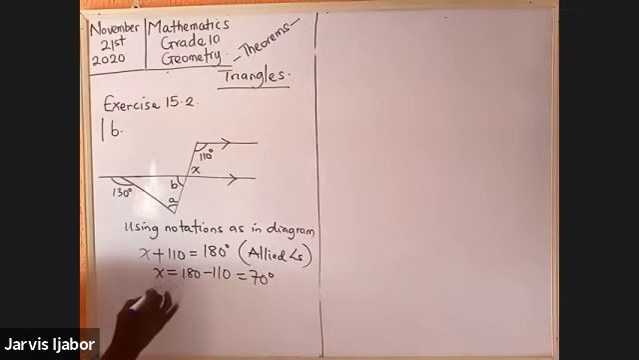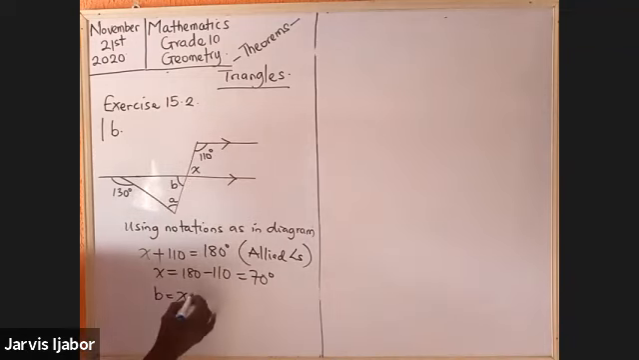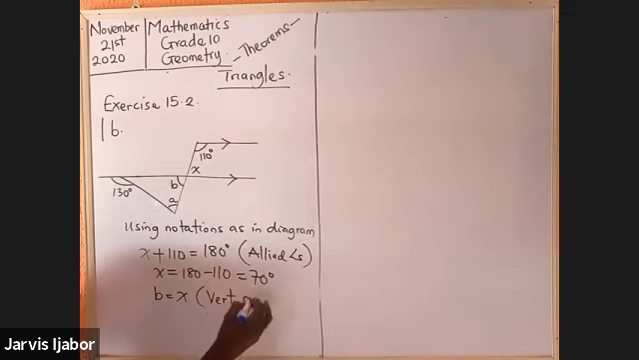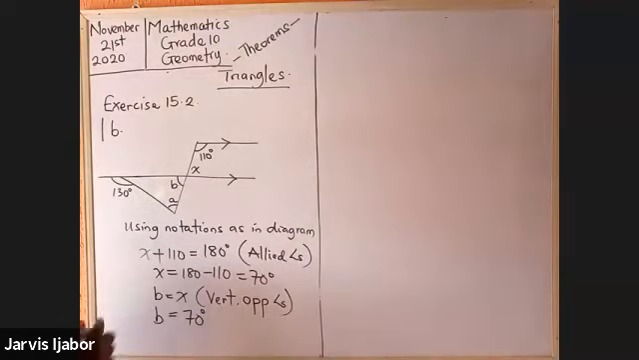So with that said, B will be equal to X. What's the reason for that? They are vertically opposite angles. So X is 70, so B will invariably also be 70 degrees.